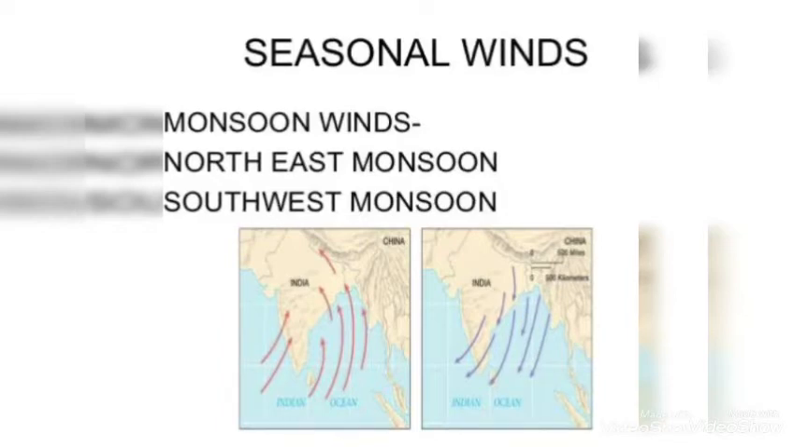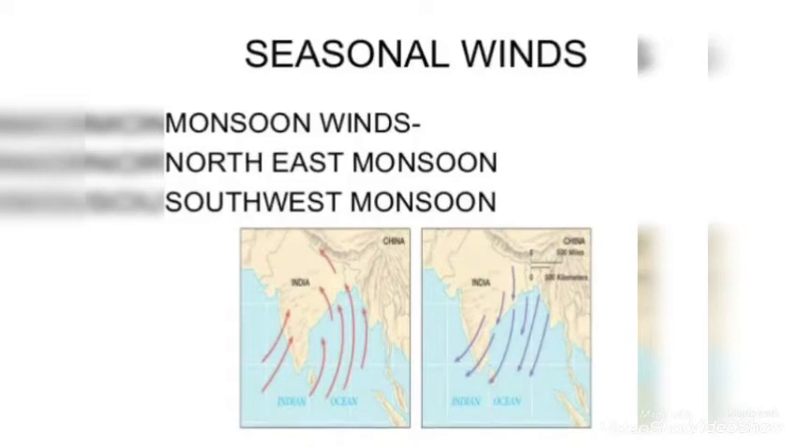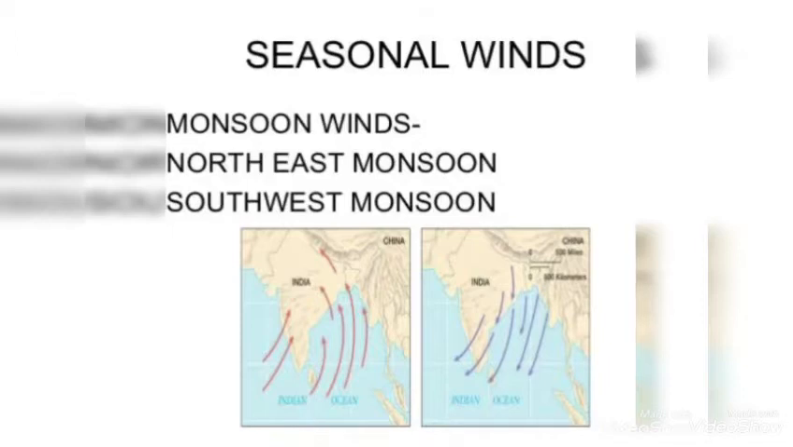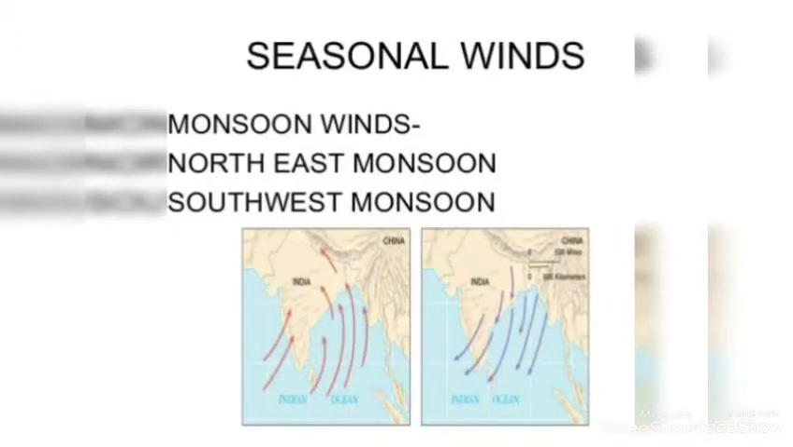Seasonal winds. So seasonal winds will change their direction according to the season. So it is called as seasonal winds. And also they are called as monsoon winds. So these winds will blow from sea to land during the summer and from land to sea during the winter.